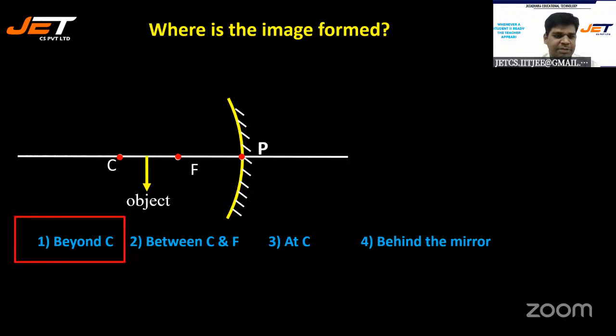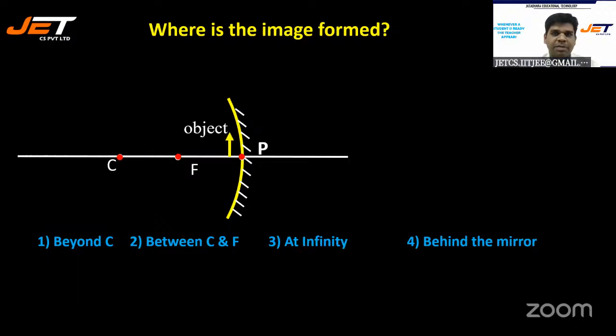It's beyond C. Brilliant. All right. Good. Let's go for the next one. Now, where is the image formed? It's between F and P, students. Quickly, this is very simple. We have just now done it.